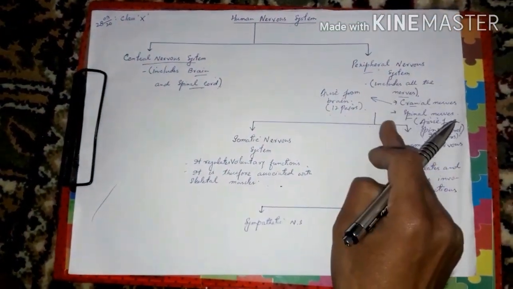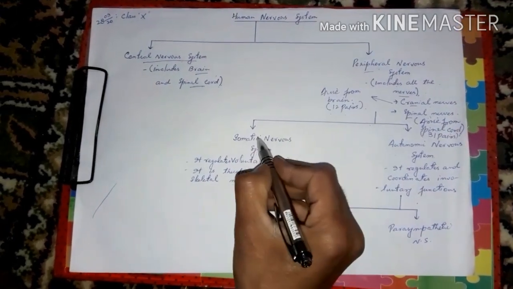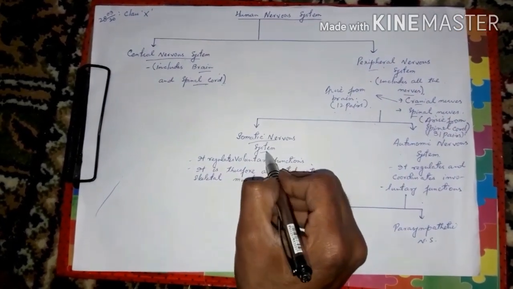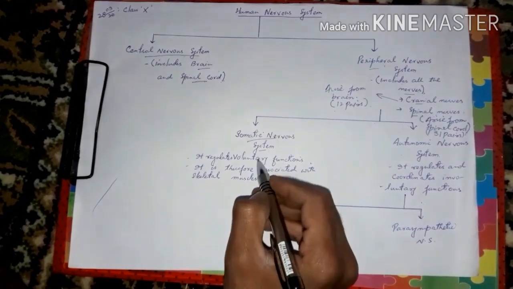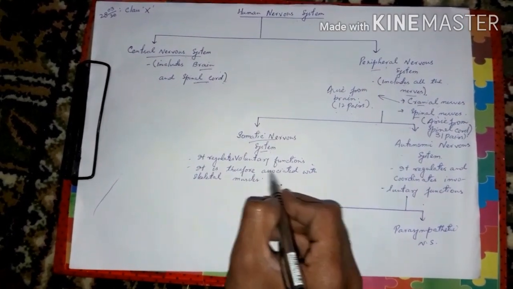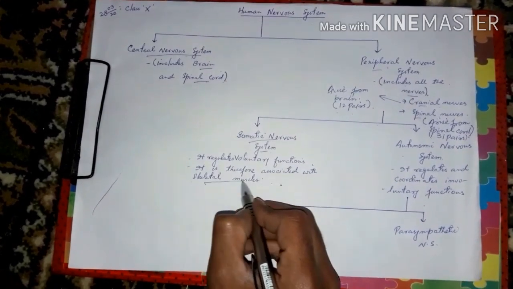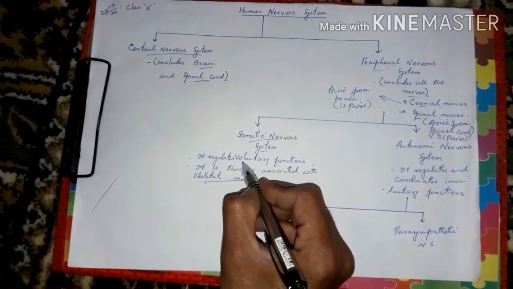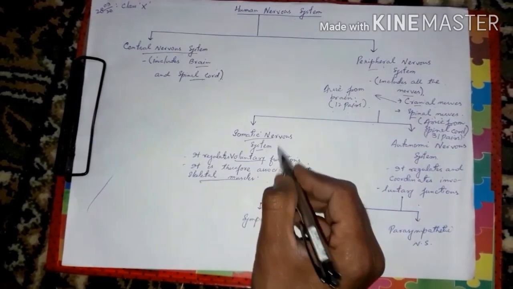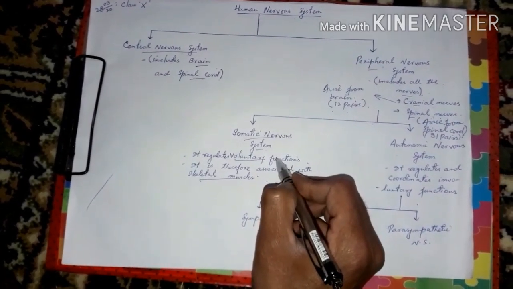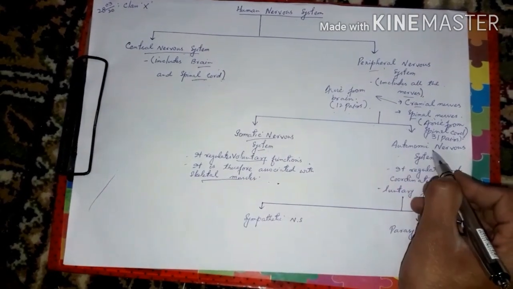Now the peripheral nervous system is further divided into two parts. One is the somatic nervous system. This includes all nerves which are connected to skeletal muscles, and they are there to regulate the voluntary functions. All the voluntary functions are regulated by the somatic nervous system. And another is the autonomic nervous system.